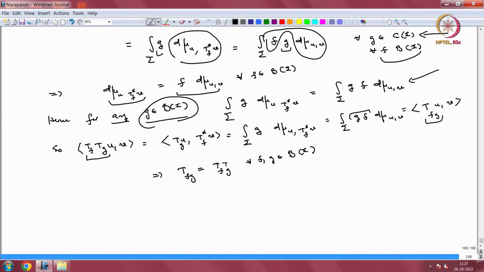All right. So, maybe we will stop here. This proves that the map f going to T_f respects the star operation and it is an algebra homomorphism, right. So, it is a star algebra homomorphism which is continuous, and there are two more assertions we will prove in the next lecture. Okay. So, we will stop here.